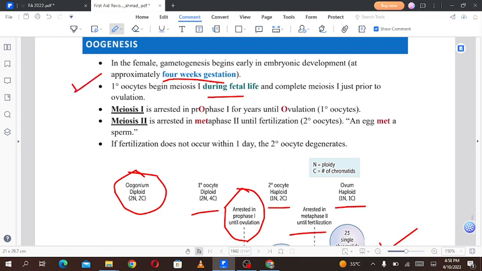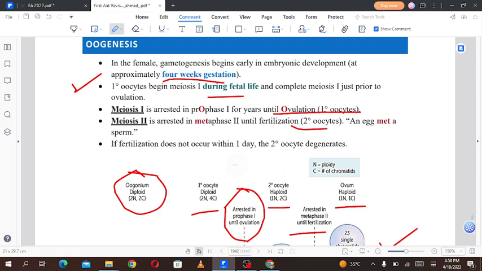So it can remain arrested in the prophase 1 for years. Meiosis 1 is arrested in prophase 1 for years until ovulation, the primary oocyte. Then meiosis 2 is arrested in the metaphase 2 until fertilization, that is the secondary oocyte and egg meets sperm. If fertilization does not occur, within 1 day the secondary oocyte degenerates.